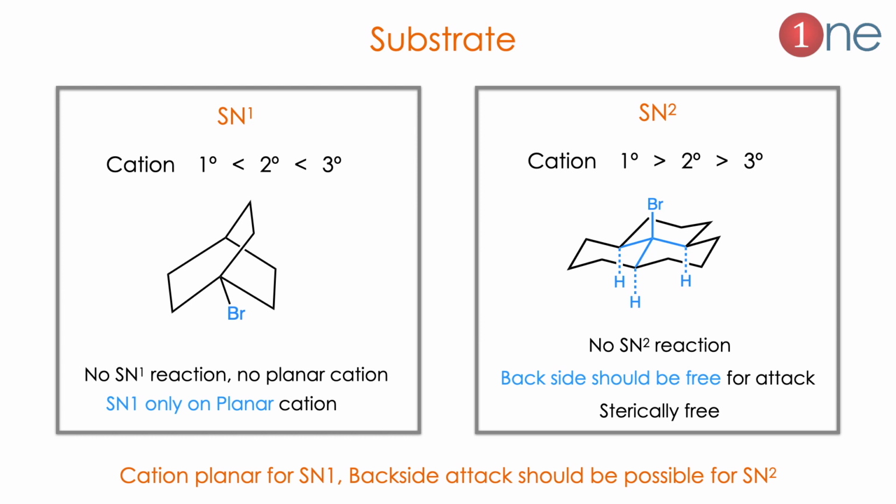Then the SN2. SN2 always happens at primary carbons. Why? Because only there is the backside attack possible. For primary, the backside is very free, so the nucleophile can attack. It is sterically free. Here I have shown a molecule where there is no SN2 reaction because the backside attack is not at all possible. So planar cation means SN1, backside attack means SN2.